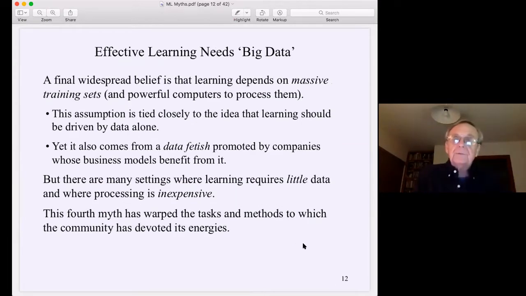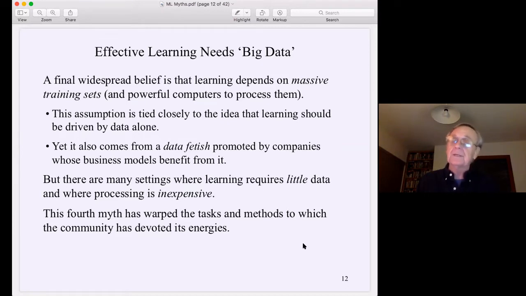Fourth is that if you're going to have effective learning, you need big data, lots of data, more data than you can imagine, right? Massive training sets and powerful computers to process them. Now, this is closely tied to the idea that learning should be driven by the data alone. Of course, if that's all you have, then maybe you need more data. But even then, you don't need as much as is often claimed. But it's more than that. I think this is related to what I would call a data fetish that has actually been promoted by certain companies whose business models benefit from it.